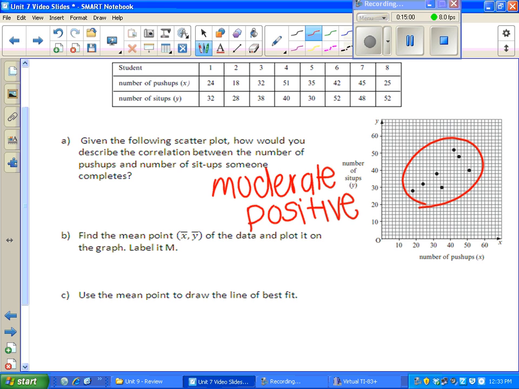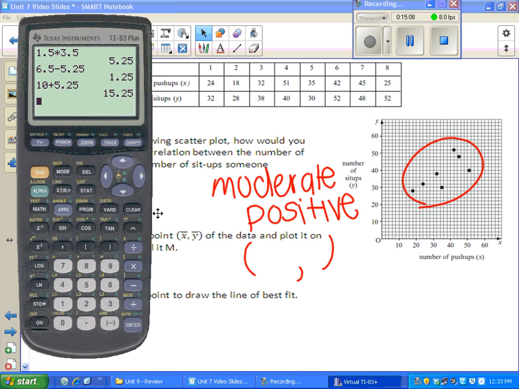Then they asked me to find the mean point of the data and plot it on the graph. Call it M. So we need to find the average of the x's, the average of the y's, and then put it as a point. So I'm actually going to do that in my calculator to save a little time. So I'm going to clear this out. I'm going to go back to my list. I'll clear out what's in L1. Remember, you just go up to L1 and hit clear enter.